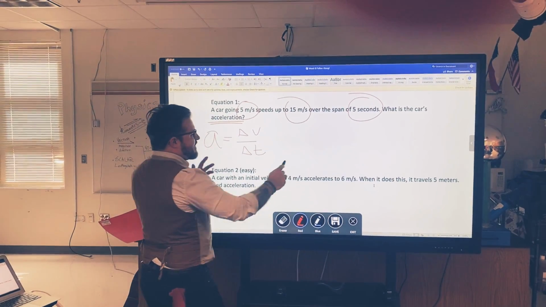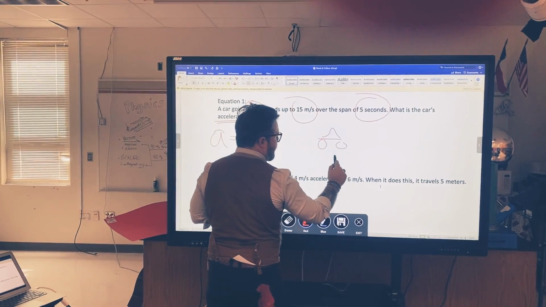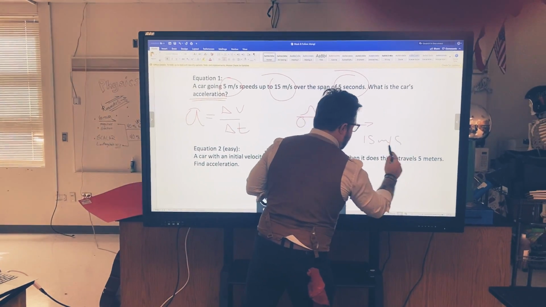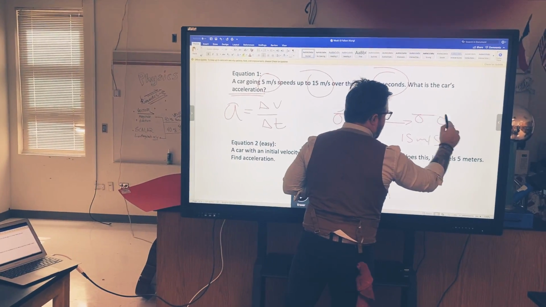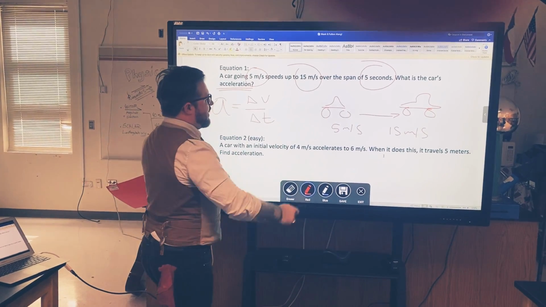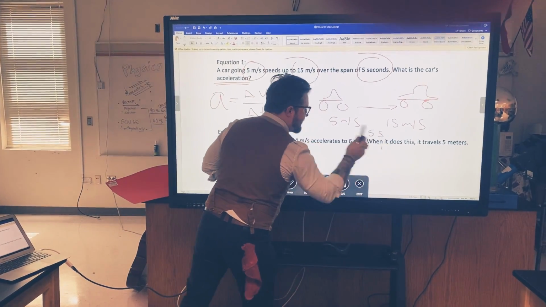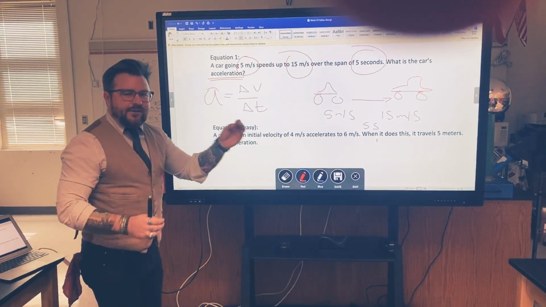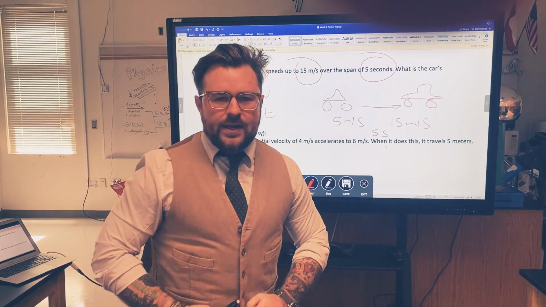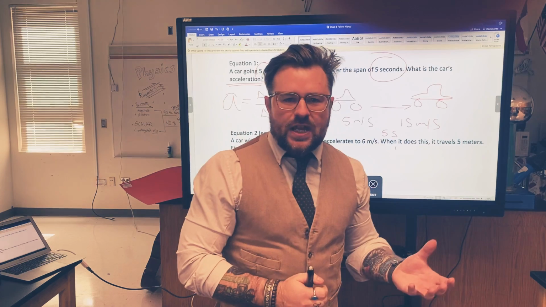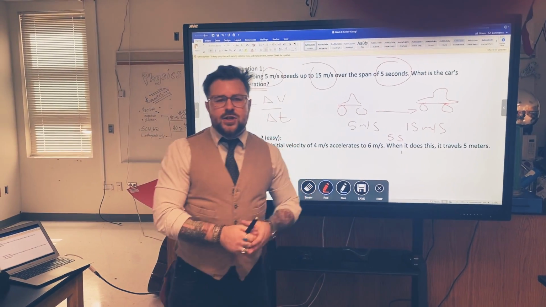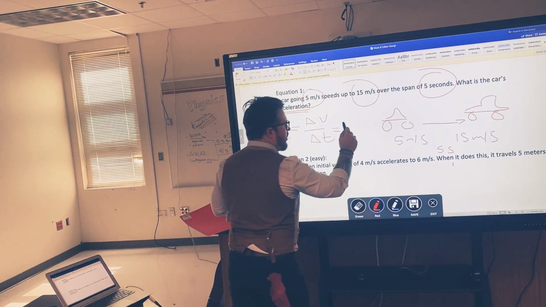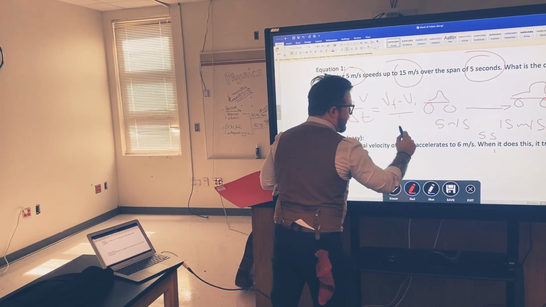5 meters per second, it's going. I'm going to draw a little diagram. So my car is going 5 meters a second, and it speeds up to 15 meters per second, right? So this is how fast it's going after how many seconds go by? 5 seconds. So 5 seconds go by. Can I put this into my equation and find out what the acceleration is? Absolutely I can, right? Because acceleration is just how much velocity changes over how much time changes. The ratio between changing velocity and changing time. This is also my final minus my initial over time.